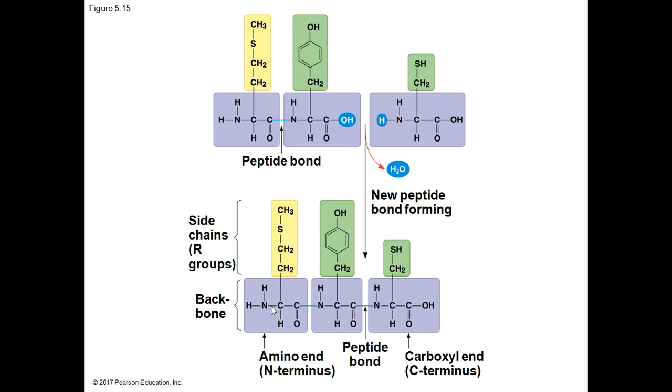Now over here you've got the NH group. So this is the N terminus because you have your NH2 there. And then this is your carboxylic acid side here. So this is your C terminus.